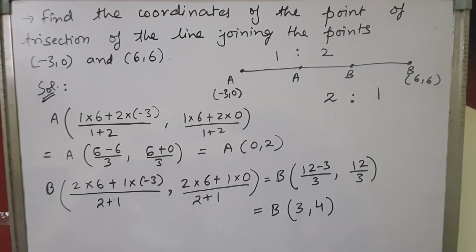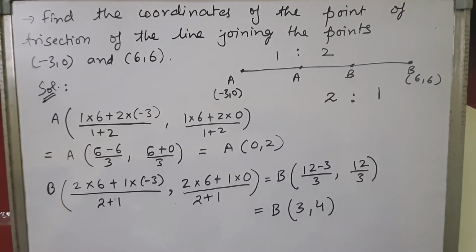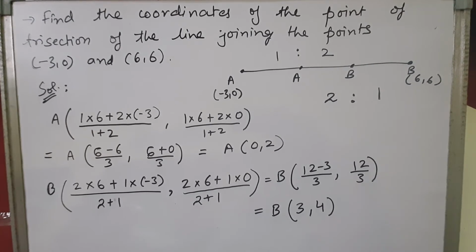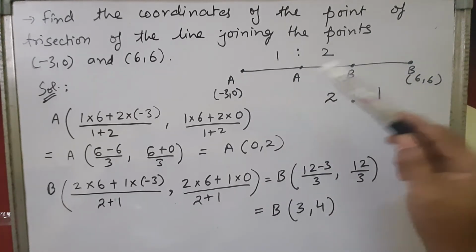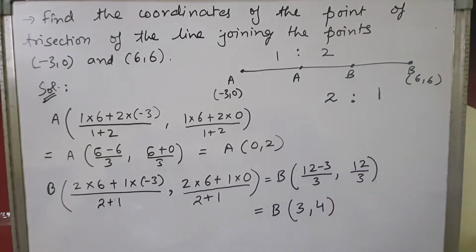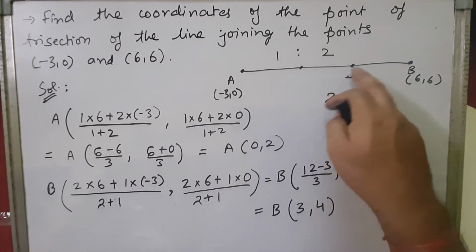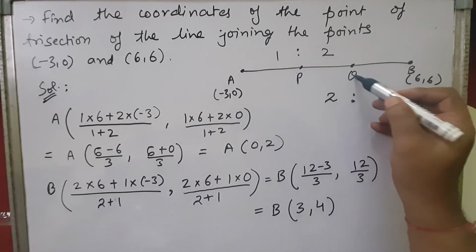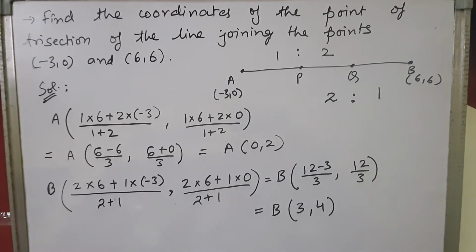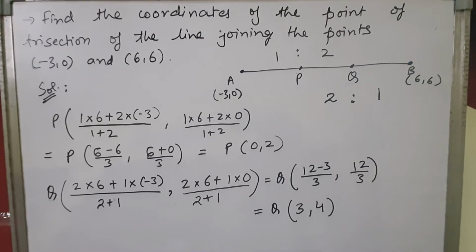Let's see another sum, children. Now in this sum, the question says find the coordinates of the points of trisection of the line joining the points (-3, 0) and (6, 6). So I have drawn this to represent it here. Let AB be the line. The coordinates of A are given as (-3, 0) and B is given as (6, 6). And there are 2 points, say P and Q. P and Q are the points of trisection.